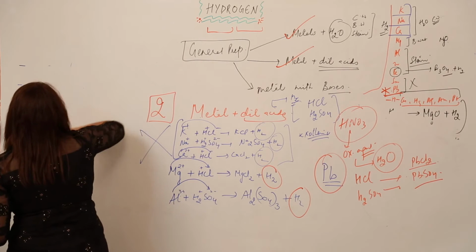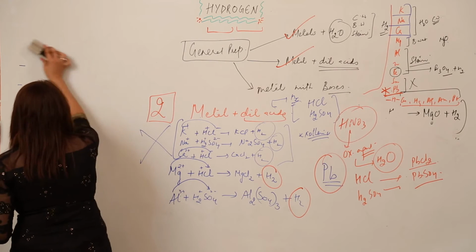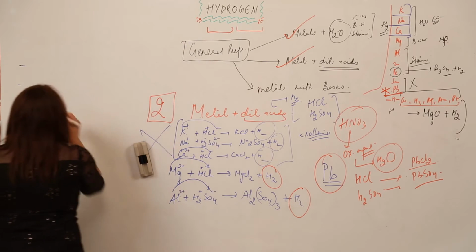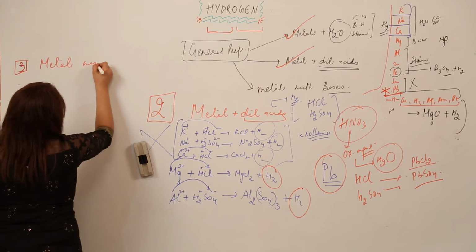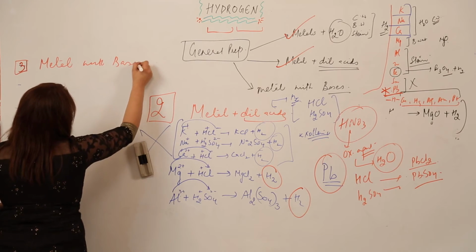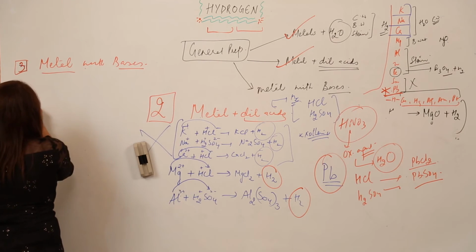So the third method is the easy one, because you are already familiar with the first two methods. So the third method is not a big deal. So what is that? I am just writing for you. The third method is the reaction of metal with bases. For example, I am taking an example of aluminium.